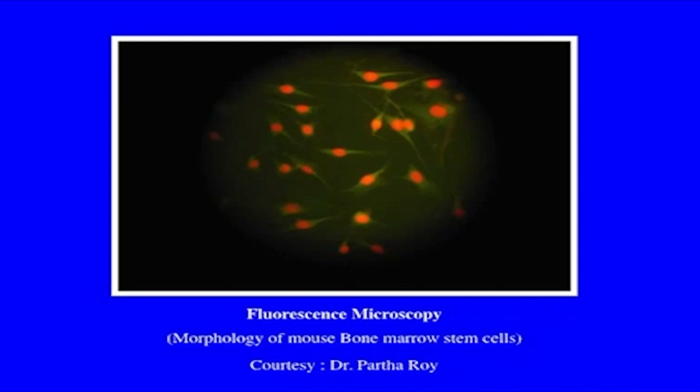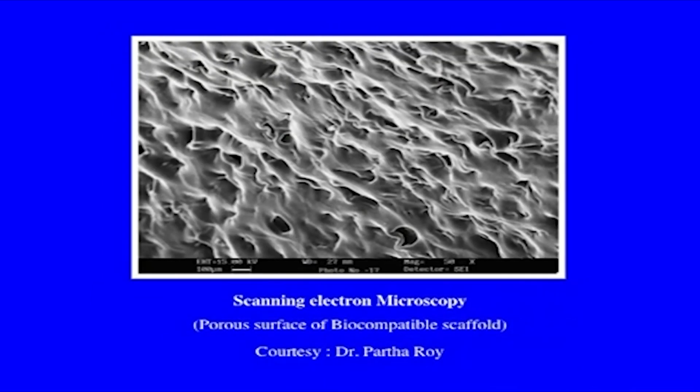This is the same bone marrow stem cells of mouse. The same bone marrow stem cells have been imaged in fluorescence micrography, and you can see these cells here, which are fluorescing well, and they have been stained with fluorescent dyes. This is a scanning electron microscope picture of a porous surface of a biocompatible scaffold, and all pictures have been provided by Dr. Partha Roy. They have been taken in his lab. So, many thanks to him.